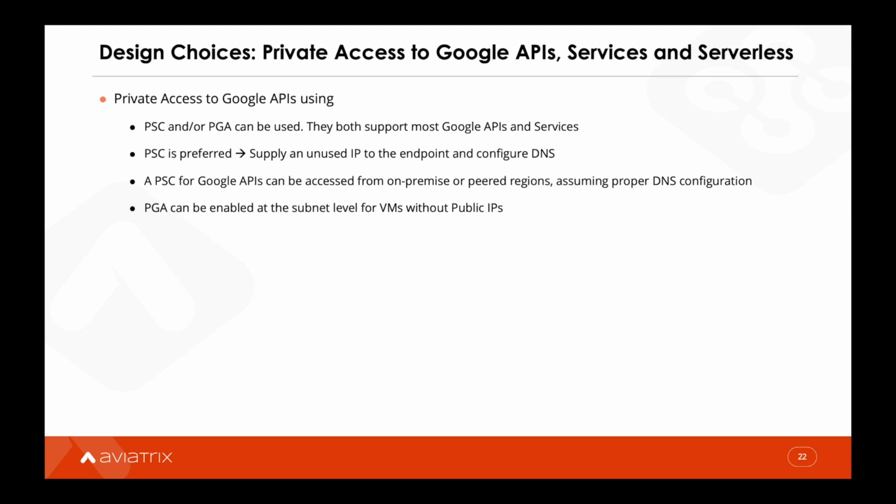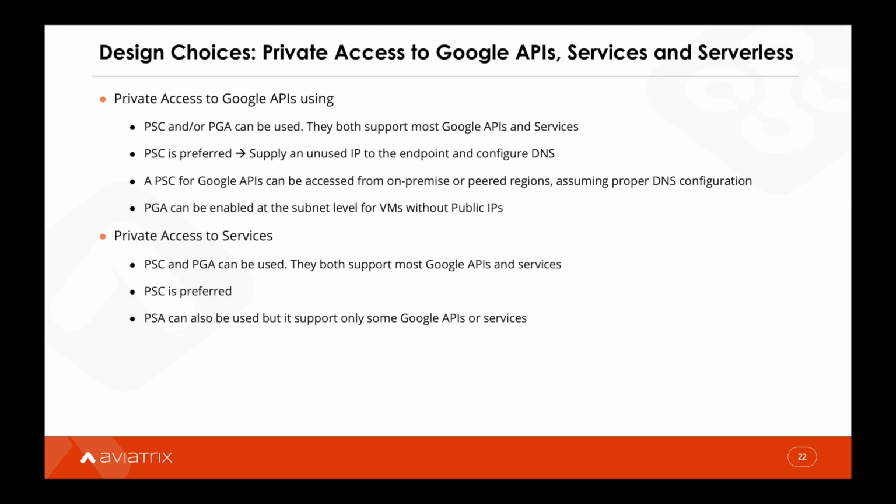You should consider configuring your DNS properly so you can send traffic to this PSC service. When you configure or deploy a PSC for Google APIs, it can be accessed from on-prem or a peered region, but like I said, assuming you have proper DNS configured for that. PGA can be enabled at the subnet level for VMs without a public IP address.